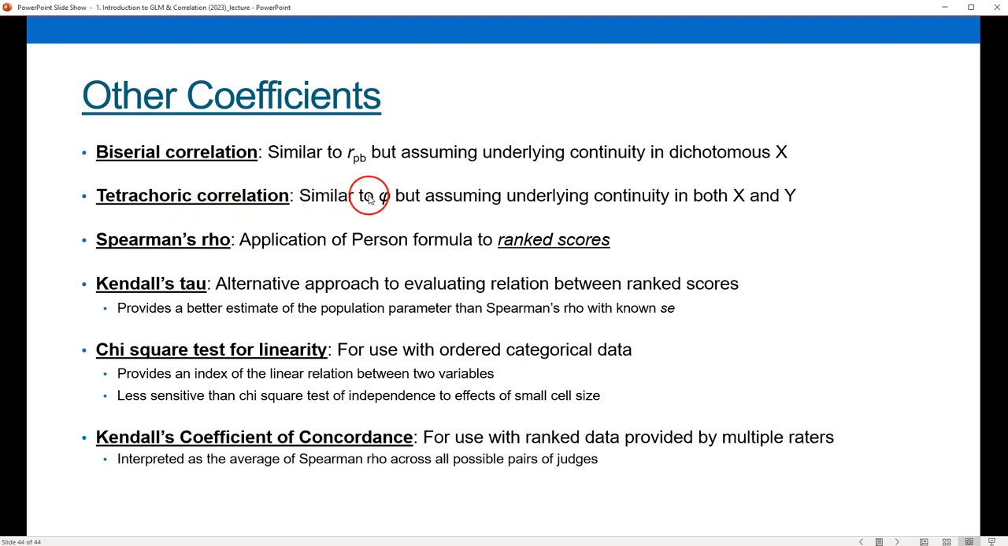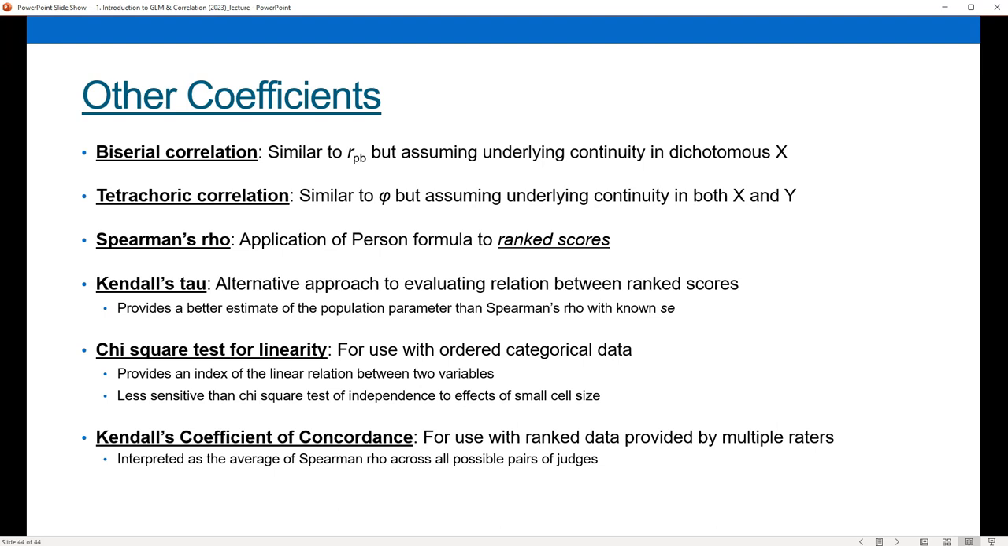Tetrachoric correlation is similar to a phi, but here we're assuming underlying continuity with both our X and our Y. So what we've actually done is we've measured 0-1 variables, but we think that those 0-1 variables are actually just points on an actual continuum. A tetrachoric correlation would have specific and unique ways of estimating that to account for that underlying continuity.